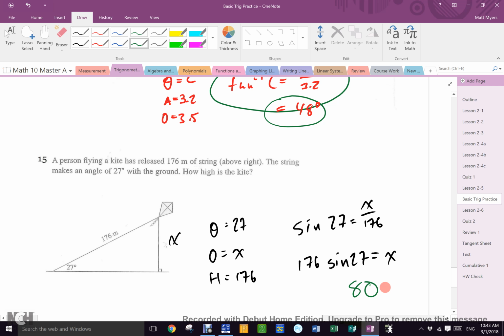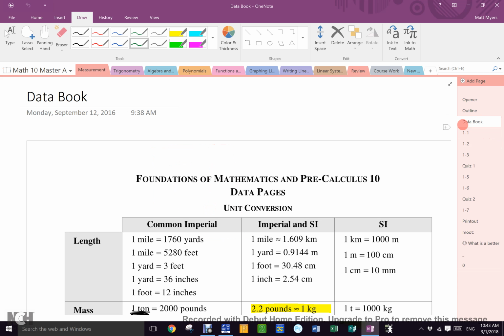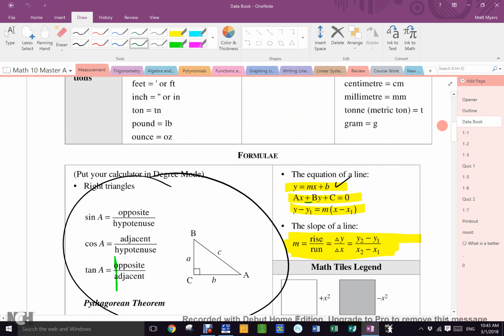Is everybody good with basic trig now? When you have the triangle, can you work it out? The only thing you need to know is theta is the angle you start from, and it can never be 90. And then you have to know what opposite and adjacent and hypotenuse mean. Other than that, you don't need to know a thing. You don't even need to actually know what adjacent and hypotenuse are because it's on your data booklet. It actually shows you on your data booklet what is what. Sine of A is opposite over hypotenuse.